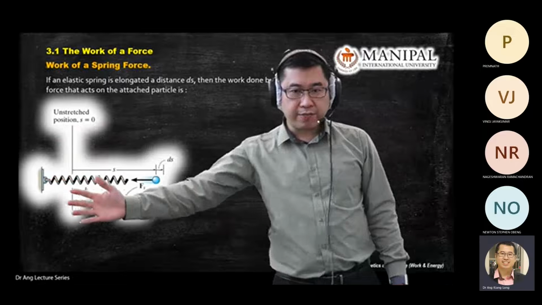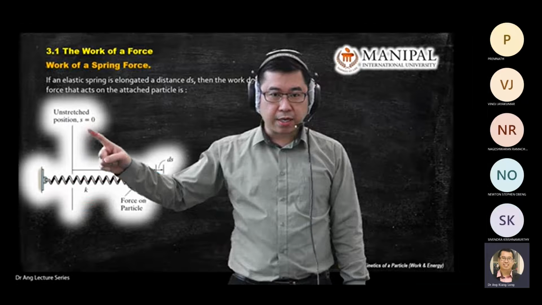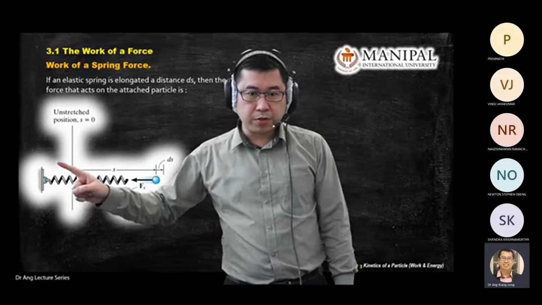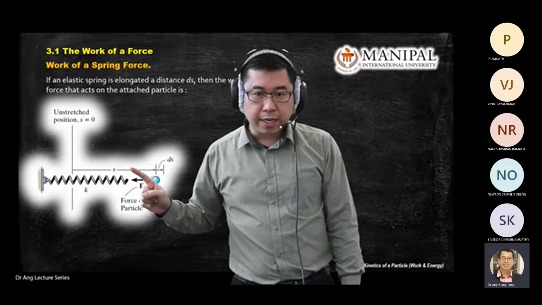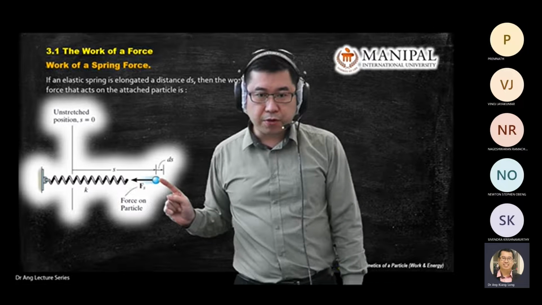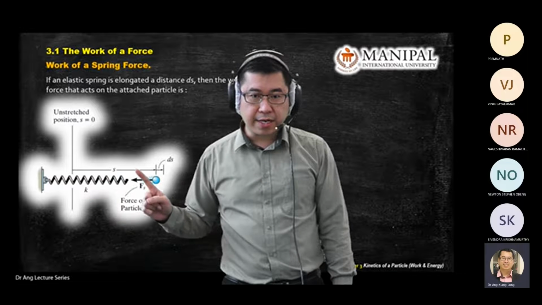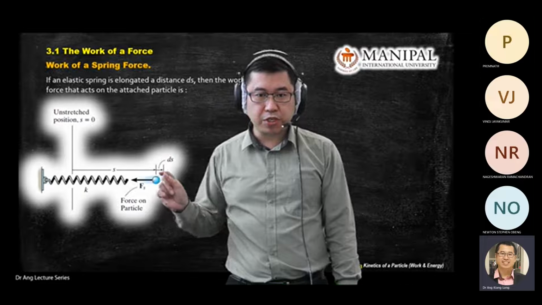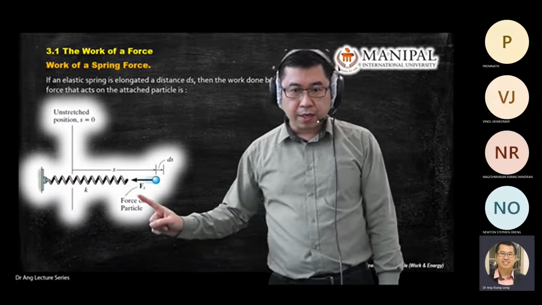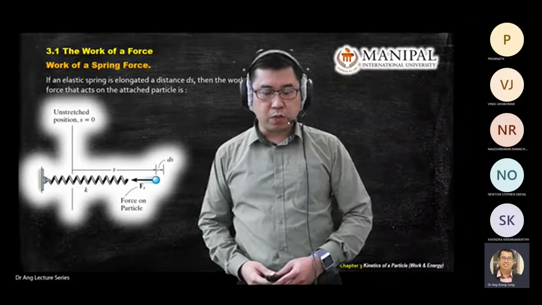Same with this when we talk about spring. So let's say you are given a spring setup like this. This is the unstretched position, x equal 0. So you have a spring, and then you have a force on this particle here. You have K, S, and ds. ds means the change of position. And you can calculate the force on the particle itself with the work, right?